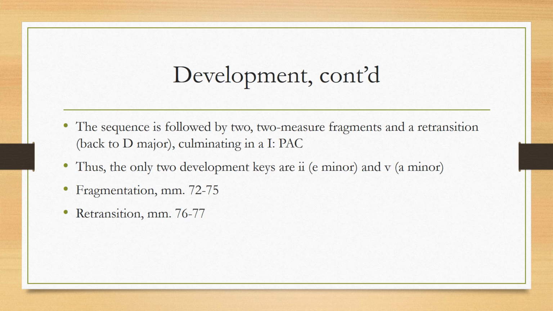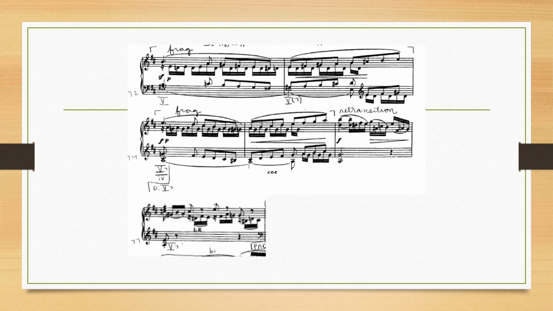Following the sequence of the core, we get two two-measure fragments and a retransition back to the original key of D major, and this retransition culminates in a perfect authentic cadence. The only two development keys are 2 and minor 5, E minor and A minor. That fragmentation is very characteristic of a development that contains a core. Again, it has a quality of unrest because it's very chromatic and rhythmically driving. Now we will take a listen to those two fragments.